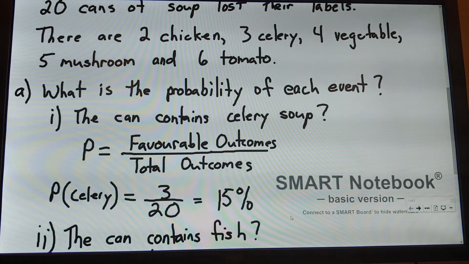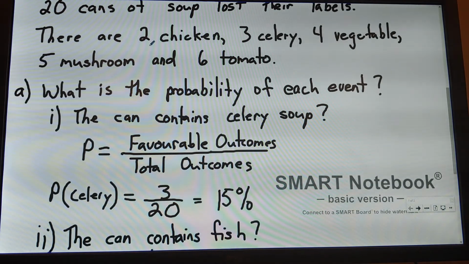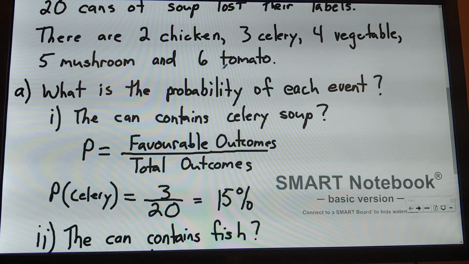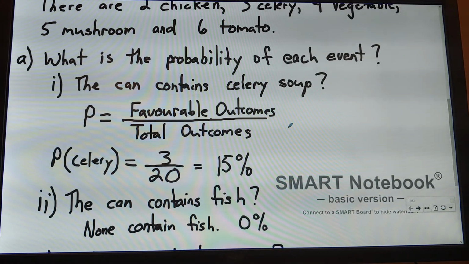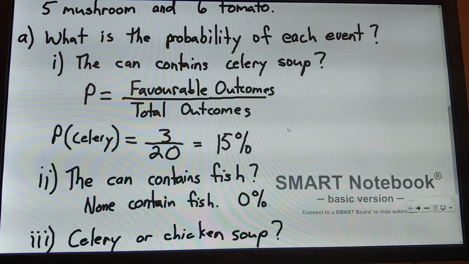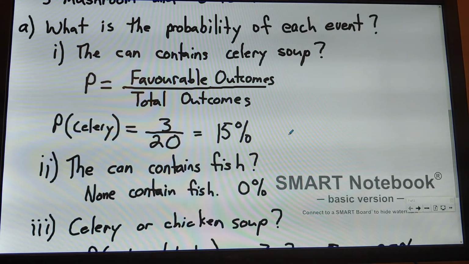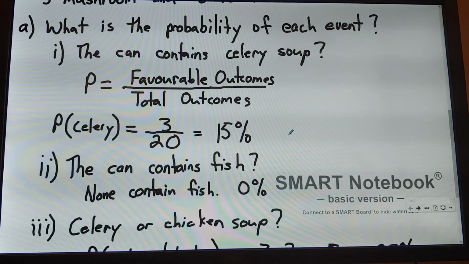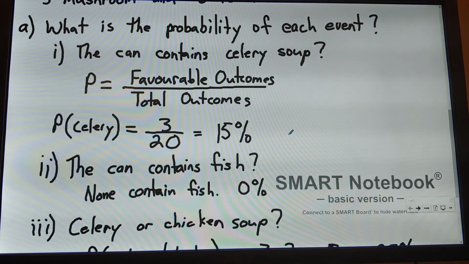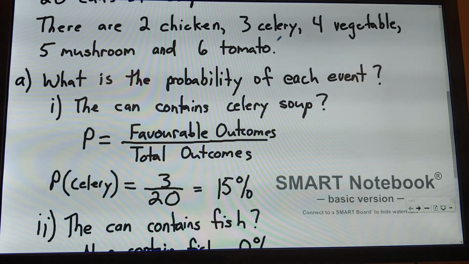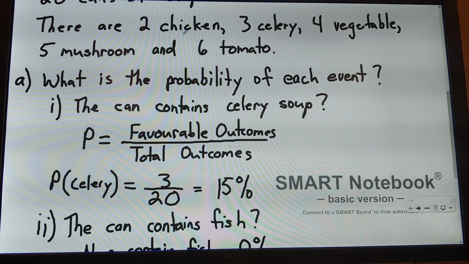Next question is the probability that the can contains fish when you open it. Well, we know none of these had fish in them. So that's impossible, or 0%. Our next question is that we open a celery or a chicken soup. So we have 2 things that constitute a favorable outcome, celery or chicken. There's 3 celery, 2 chicken, so we have 3 plus 2 for 5 favorable outcomes.